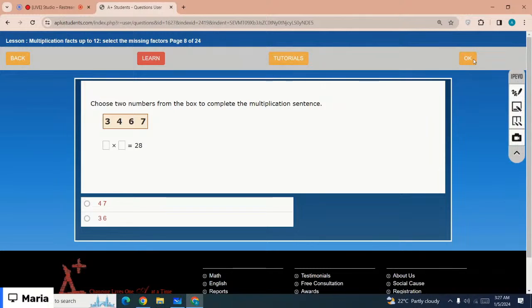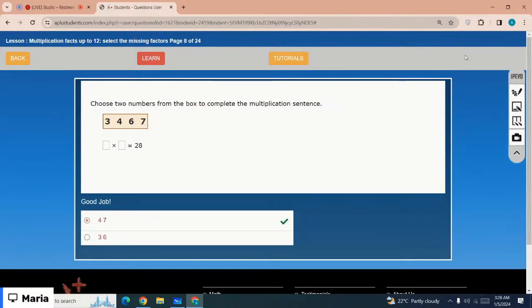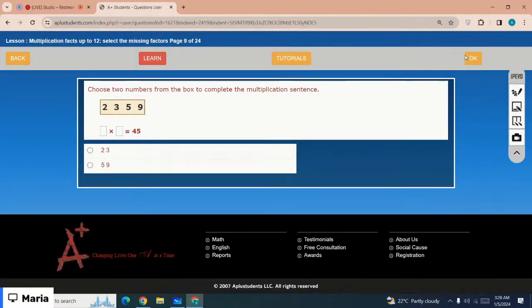Choose two numbers from the box to complete the multiplication sentence. Which two numbers have the product 28? Which is the correct option? Very good. The correct option is 7 times 4. 4 times 7 is 28. 28 it is.